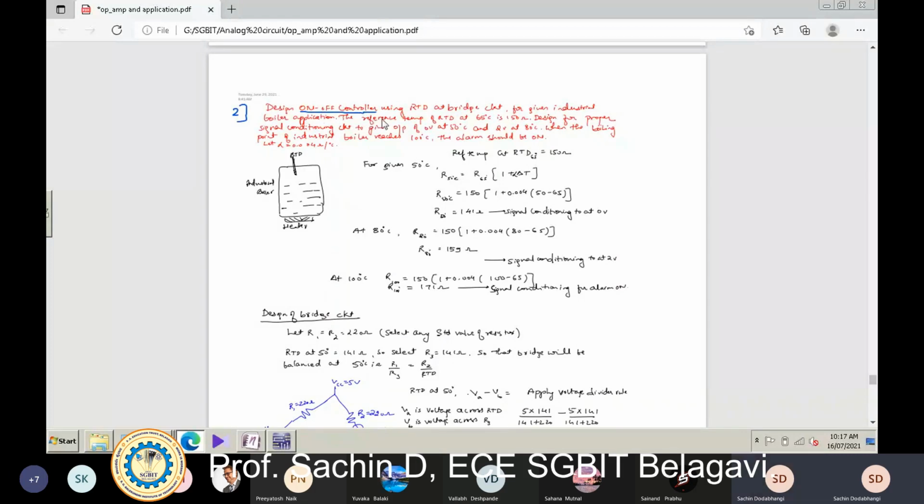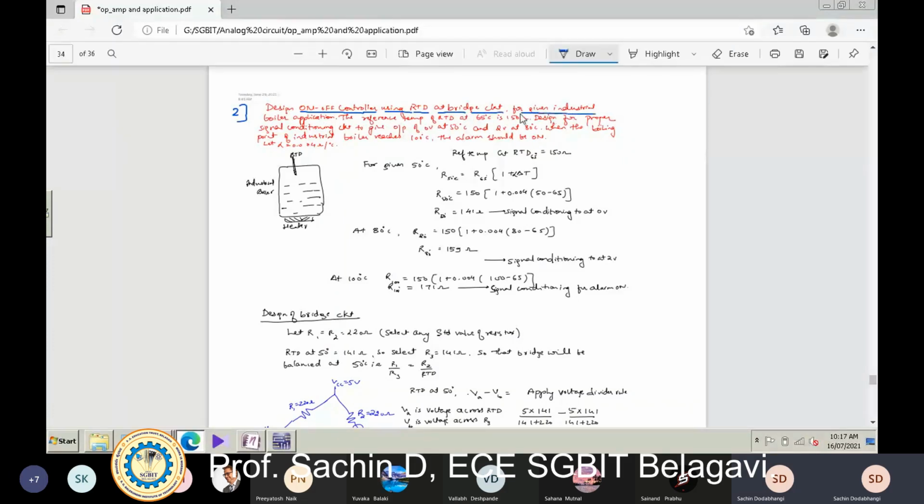The question: design an on-off controller using RTD and bridge circuit for a given industrial boiler application. Here you can see in the diagram there is an industrial boiler. Inside there is a liquid, and here is the heater. RTD is my transducer, a temperature sensor.